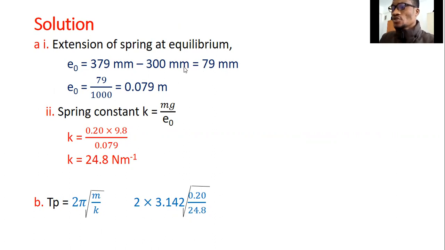But now we must change our value into meters so that we do not have problems in our calculation. So for us to do that, you should know that 1 meter is equal to 1,000 millimeters. Really? Yep. So that is why we divide 79 millimeters by 1,000, and then when we do that division, we have 0.079 meters. So this is our extension here.